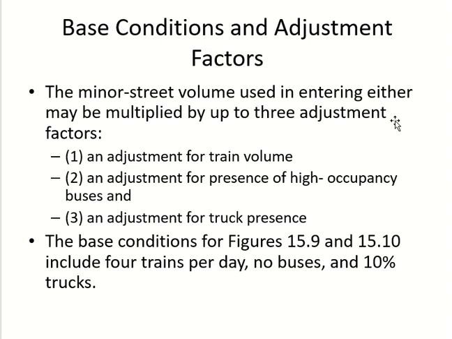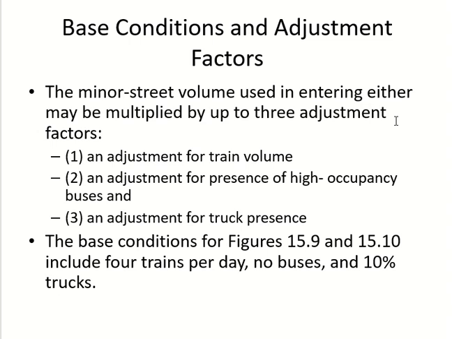For the last warrant, we are still on the last warrant. The minor street volume must be multiplied by 3 adjustment factors. The first adjustment factor is for train volume: how much train volume do you have, how many trains are using the railway line? Then the presence of high occupancy buses, or just buses, adjustment for buses, and adjustment for trucks.